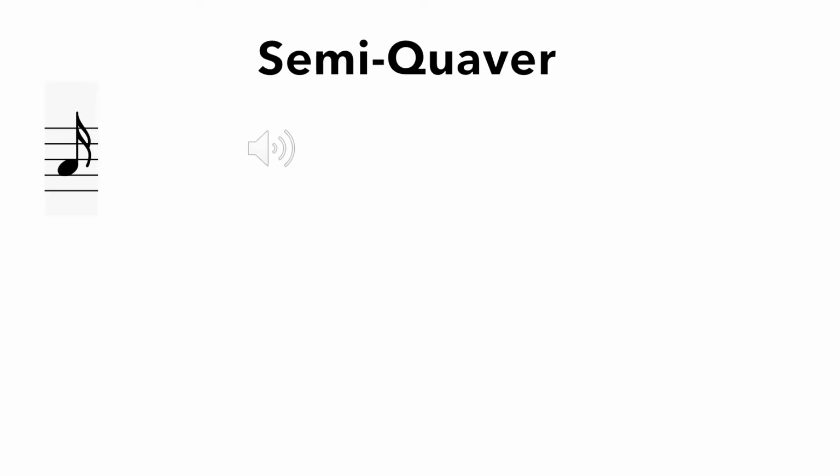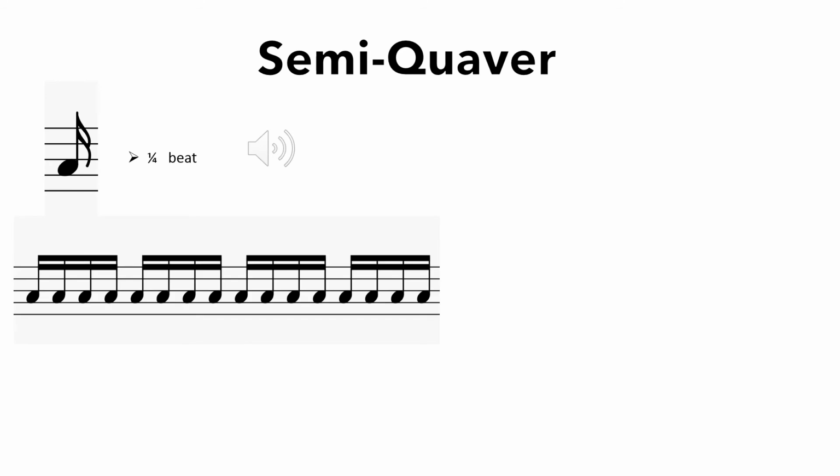The last note that we're going to look at is the semiquaver. It looks like a quaver, but this note has 2 flags. The duration of this note is a quarter of a beat. We've now added a larger staff with our numbers 1 to 4 and added quarters to the notes that were left. This is what a semiquaver's duration sounds like.